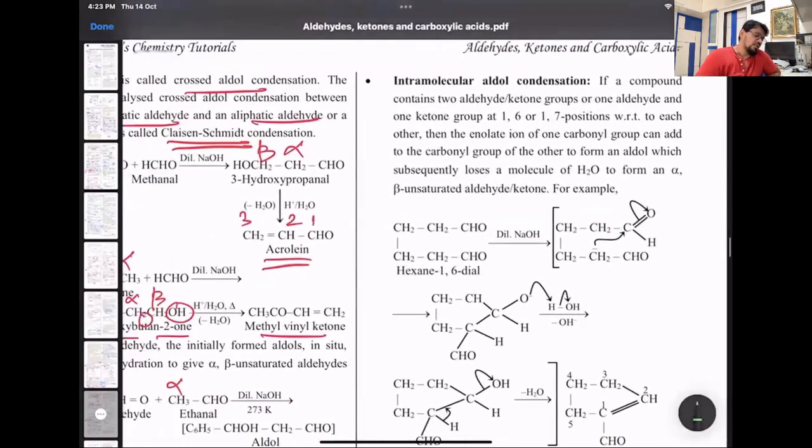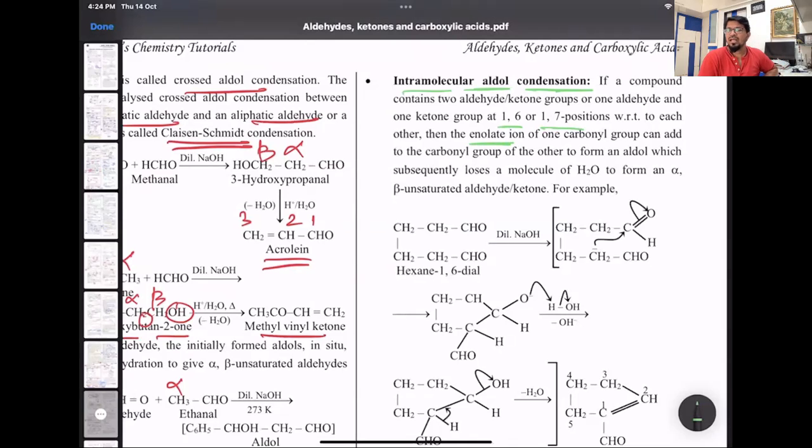Then, yes, this is very important. This was there when we did one of the MCQs also. Intramolecular aldol condensation. Within one molecule only we have the aldol. What it says: if a compound contains 2 aldehydes or ketones, or 1 aldehyde and a ketone at 1,6 or 1,7 position with respect to another, then the enolate ion, enolate is basically ene and the alkoxide ion, of one carbonyl can add to the carbonyl of another to form an aldol.